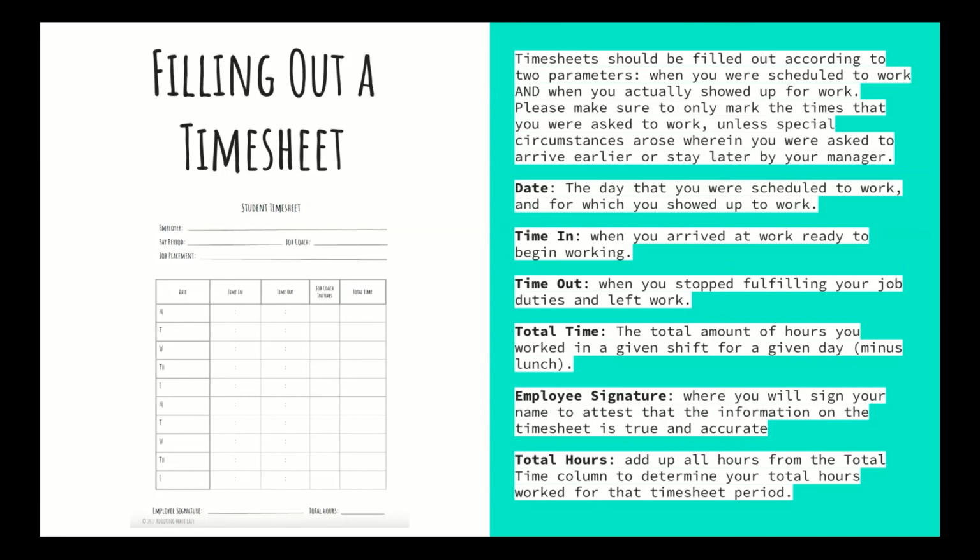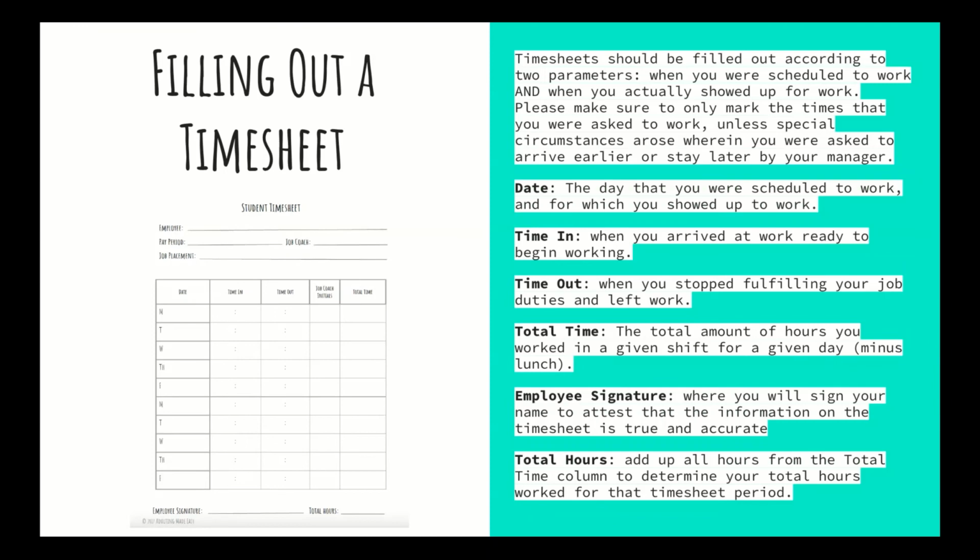So I could put down that, yes, I arrived at 7:30, but I didn't start working until 8. And so I can't write down 7:30. I have to write down 8 o'clock. That's when my shift started. That is when I officially began my capacities, my responsibilities as an employee. The time out is when you stopped fulfilling your job duties and left work.